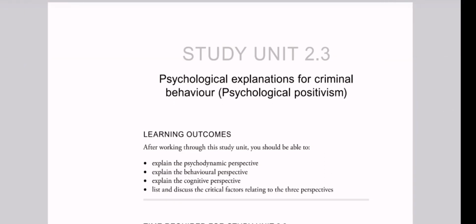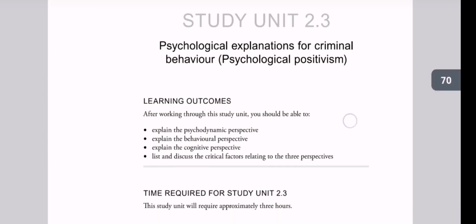Okay, we're doing explanation of crime, CMY3701 study unit 2.3. Okay, psychological explanation for criminal behavior. Psychological positivism.